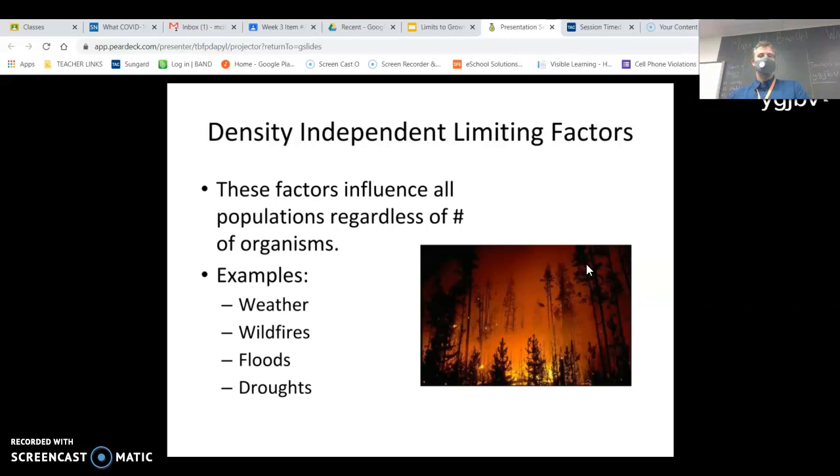it doesn't matter if you have 6 deer and it doesn't matter if you have 600 deer. When the fire comes through, it's killing all the deer. Yeah, but if it's a wildfire, they don't run far enough and fast enough. They get trapped. Correct. Killing organisms left and right. So these are density independent. They don't matter. It doesn't matter how many organisms you have. It's still going to burn that forest down.